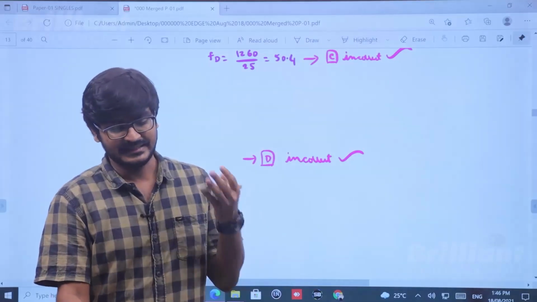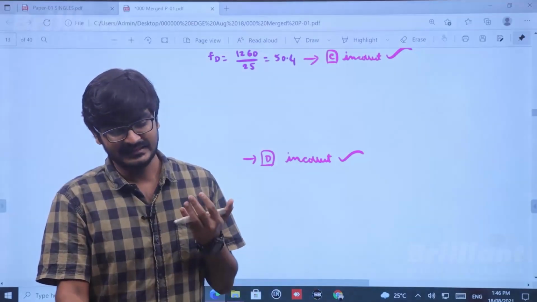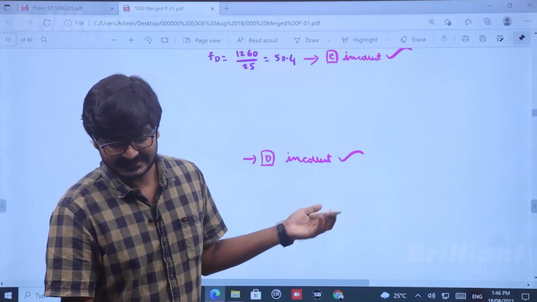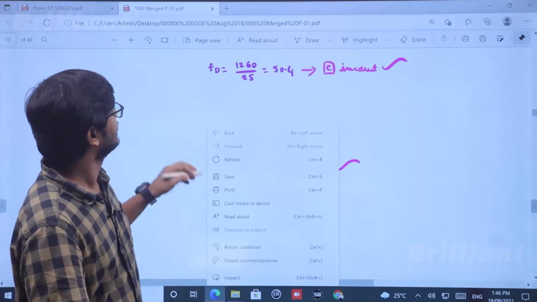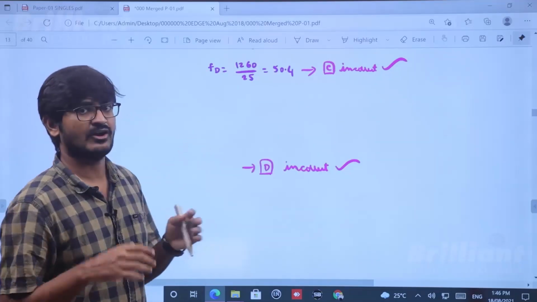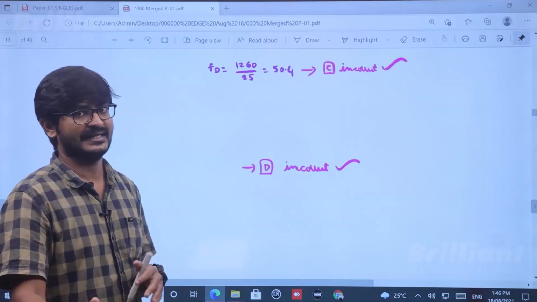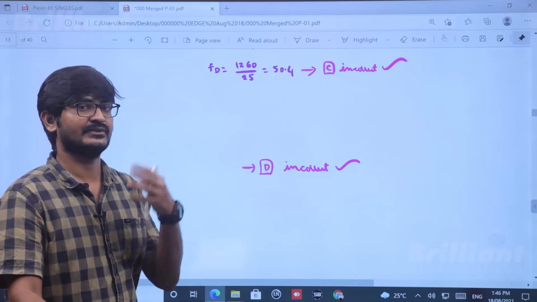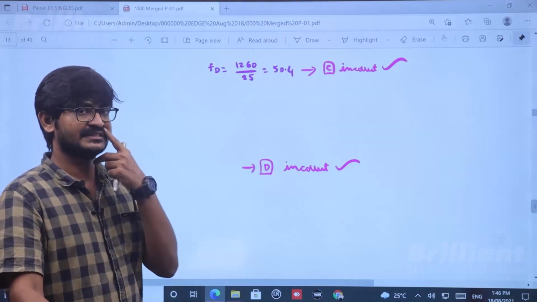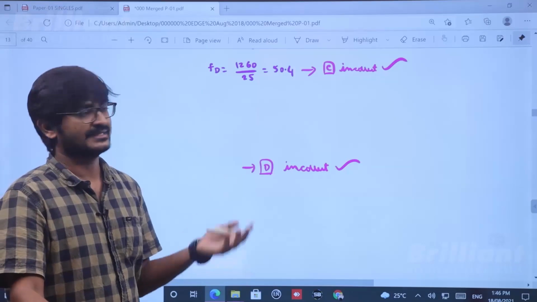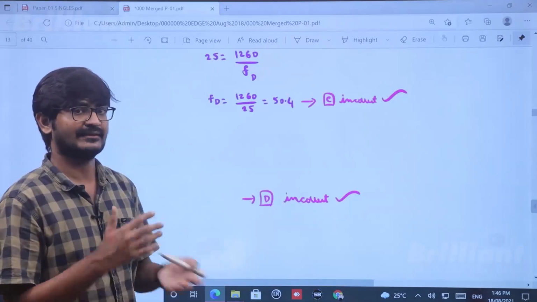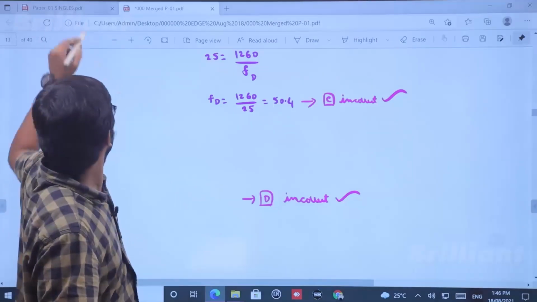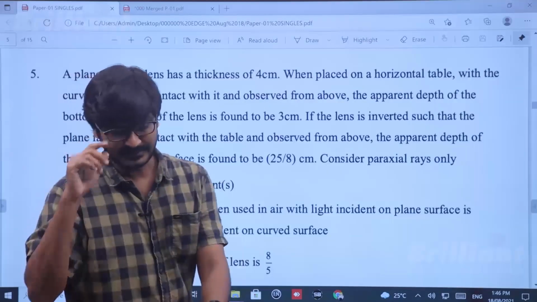A compression pulse incident on a free surface due to S is reflected as a rarefaction pulse, but that's wrong here. It goes opposite to what happens in light waves. When light waves go from rarer to denser, they undergo a phase difference of pi. But sound waves are pressure waves, so they behave in the exact opposite way. Anyway, next question, you can pause and read the question.